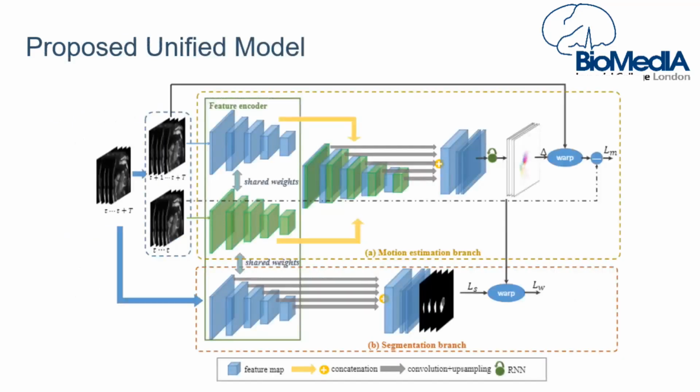Here is the proposed unified model, which mainly consists of two branches. The first one, the upper one, is an unsupervised motion estimation branch that is based on a Siamese-style convolutional recurrent and spatial transformer network. The bottom one is a segmentation branch based on a fully convolutional neural network that shares the same feature encoders with the motion estimation branch. I'm going to split this into two parts and introduce them in detail.